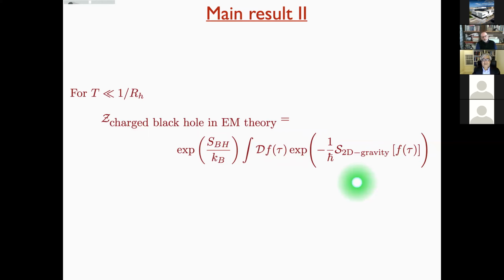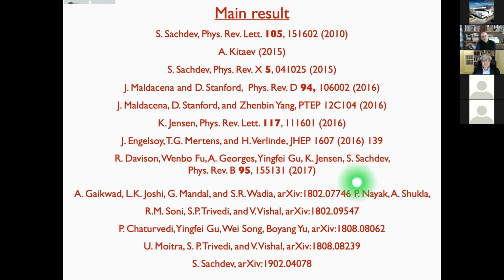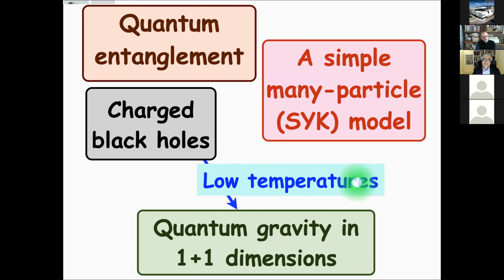Okay, and these are some of the references of the various people who have contributed to these connections. All right, so what I've shown you here, somewhat more explicitly than the other trick, is that you can go from charged black holes, at low temperatures, to a certain theory of quantum gravity in 1+1 dimensions. And amazingly, it's the same theory that you get as the low energy limit of this very simple model of multi-particle quantum entanglement with random amplitudes for two-particle entanglement.